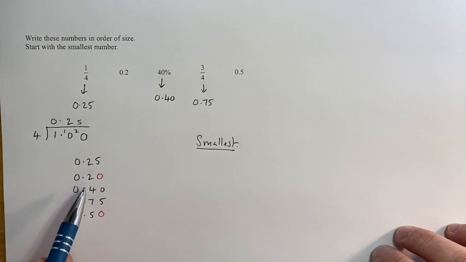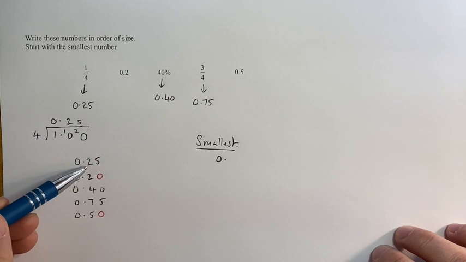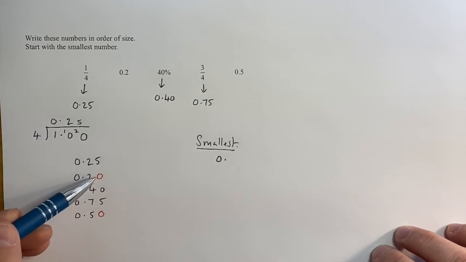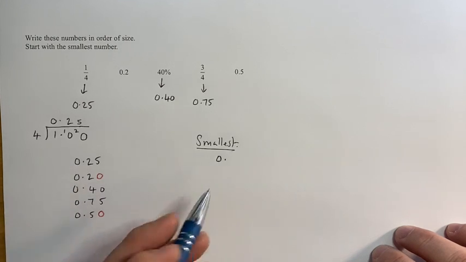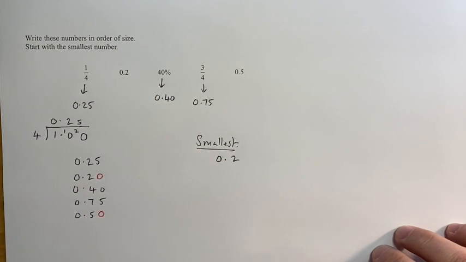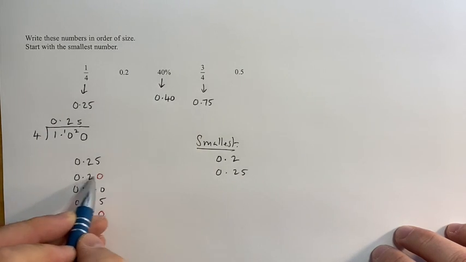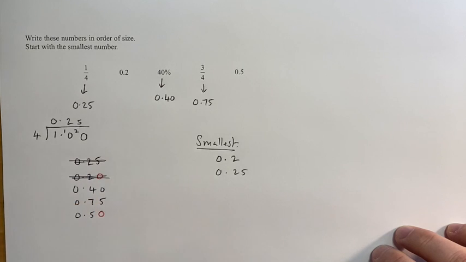So the smallest of these, they all say 0 for a start. The smallest of these is definitely one of these 0.2s because the others are higher. And we can see the fact that I've put a 0 in there, that 0.2 is smaller than 0.25. So 0.2 is my smallest, and then 0.25 must be the next. So that's those two taken care of.